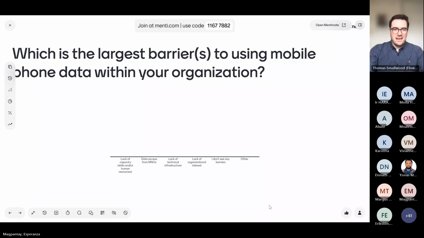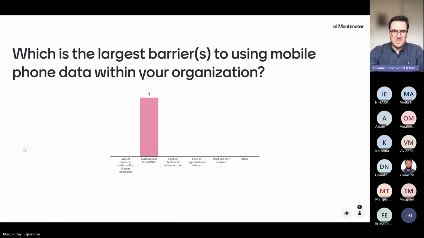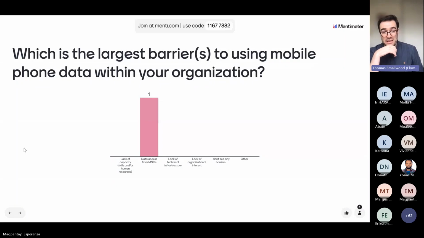So the next question looks at the largest barriers to using mobile phone data. This is always an important question, and please do share your thoughts about which are the major barriers. And if you want to provide any further context or explanation, then please again do add some comments in the chat as well.